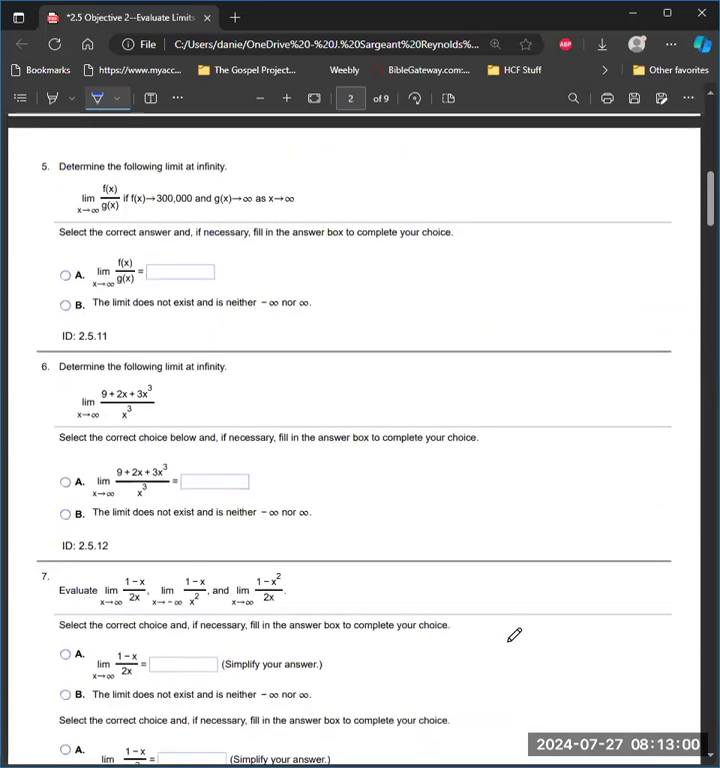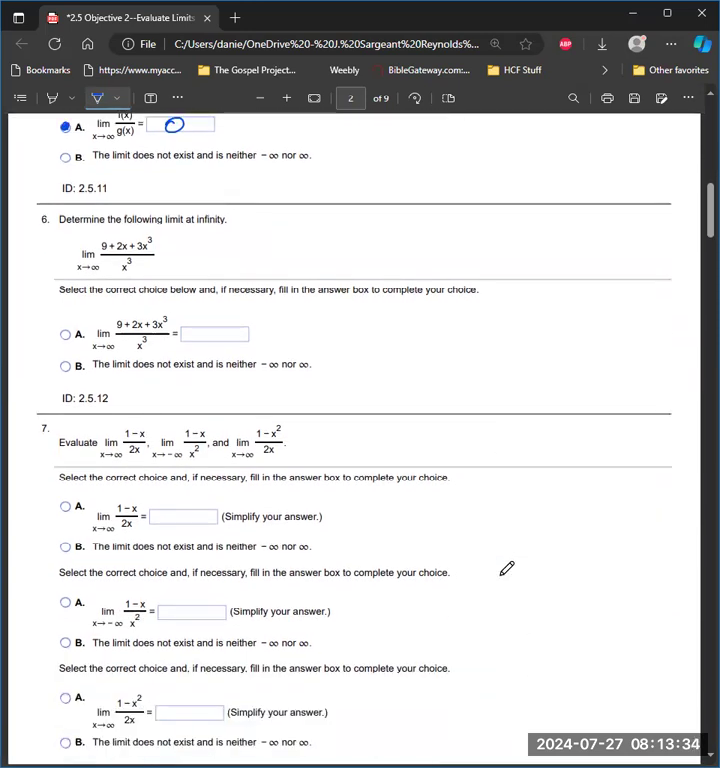Let's determine the following limit at infinity. So we're getting close to a big constant, 300,000, and g of x is getting close to positive infinity. This is going to go towards 0. It doesn't matter how big of a constant is in the numerator. Infinity is going to cut up that constant into infinitely many small pieces that are each close to 0 size.